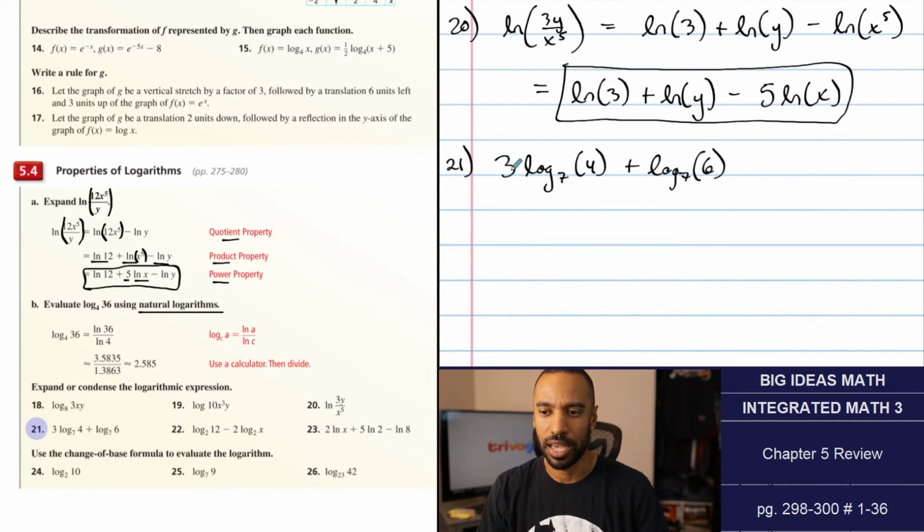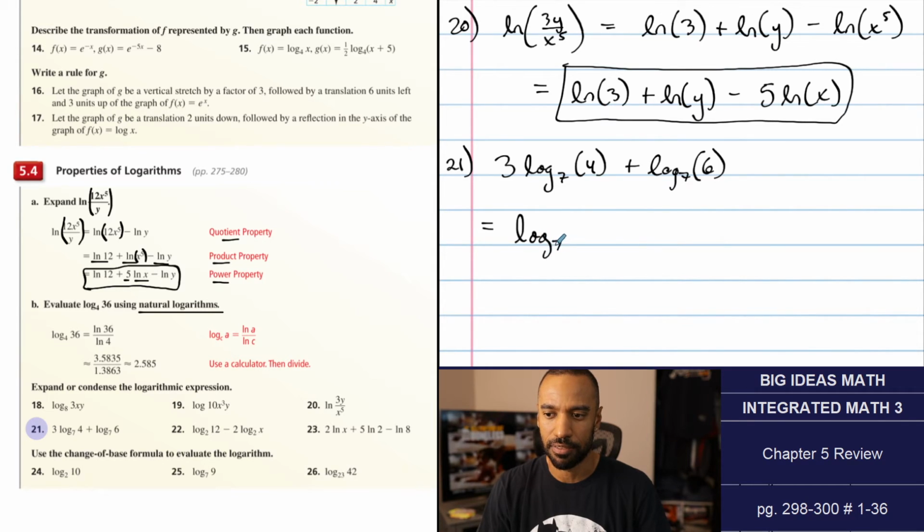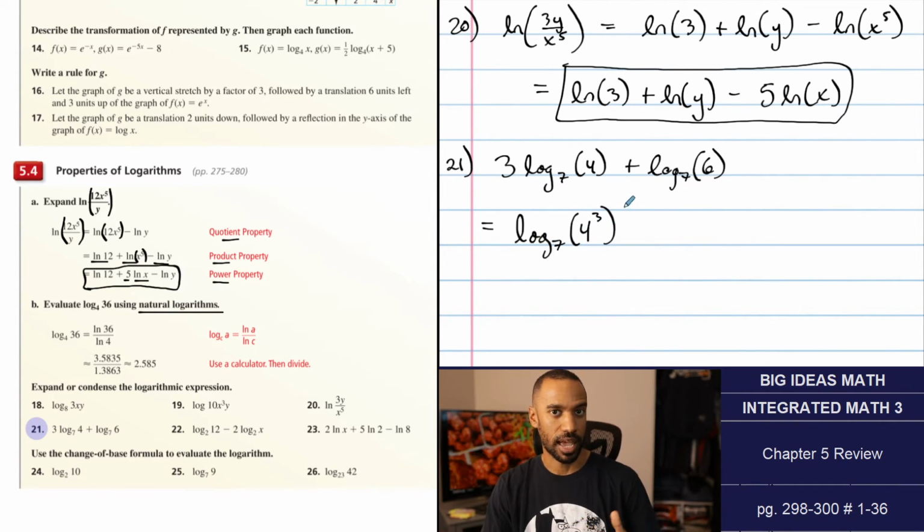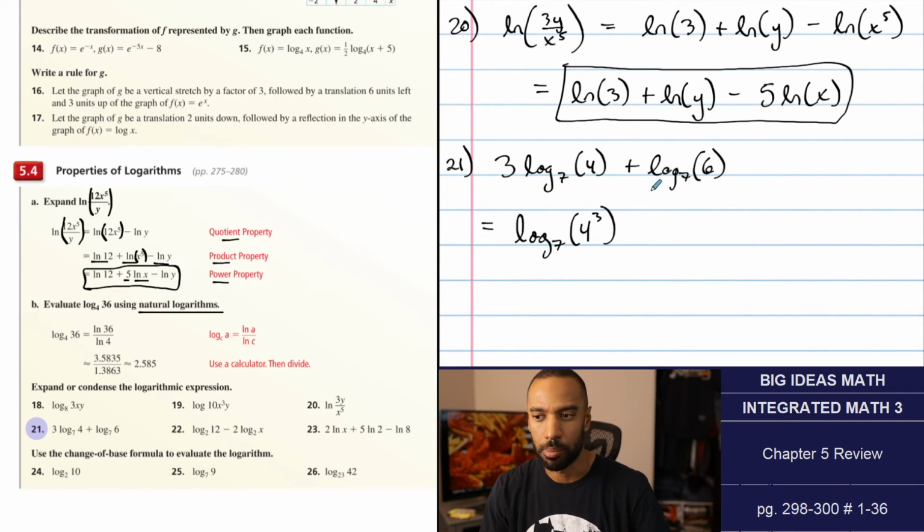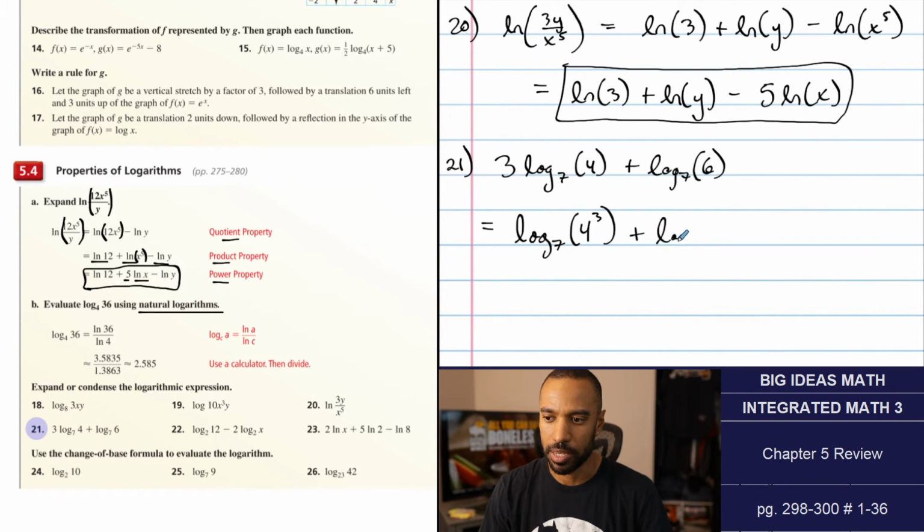Before I do any condensing, I'd love to deal with this 3 first, as it only applies to this log. Therefore, I want to turn this into log base 7 of 4 to the 3rd power. That's part of the condensing acts. That's the reverse of the power property. Nothing yet to do with the log base 7 of 6 until we take care of that portion.